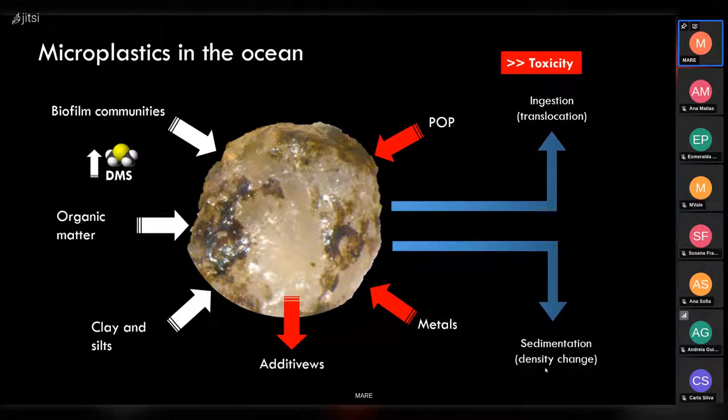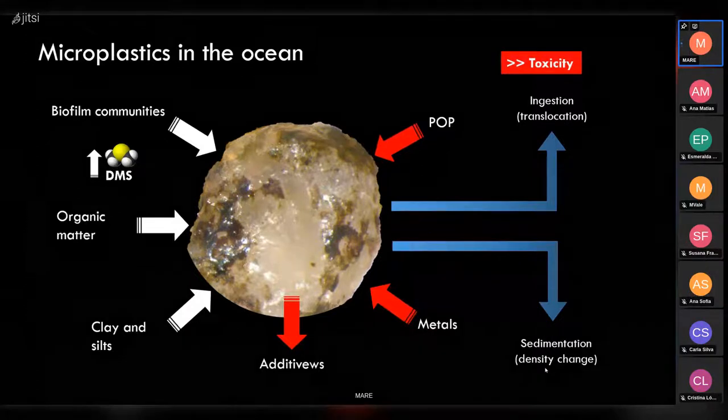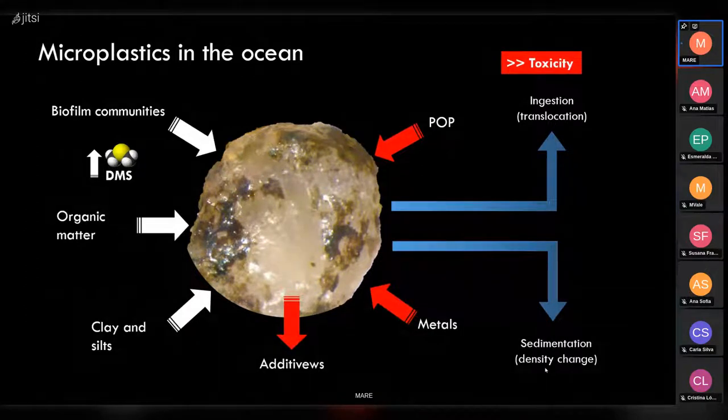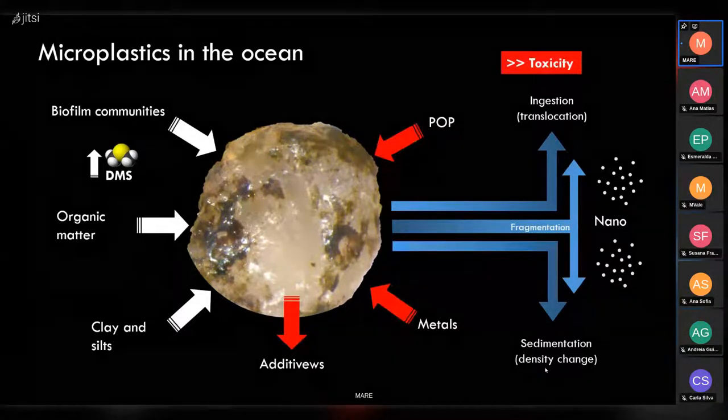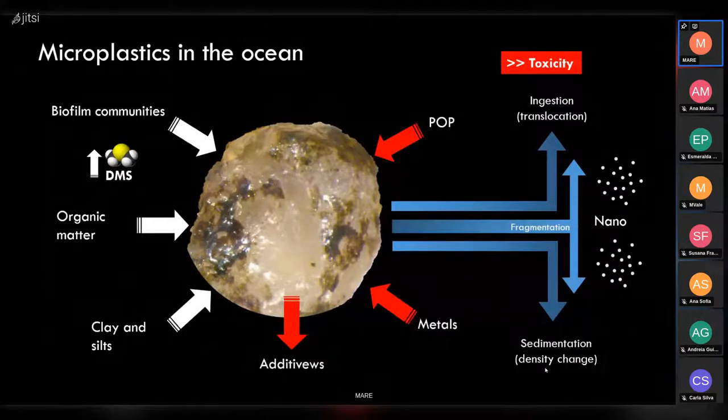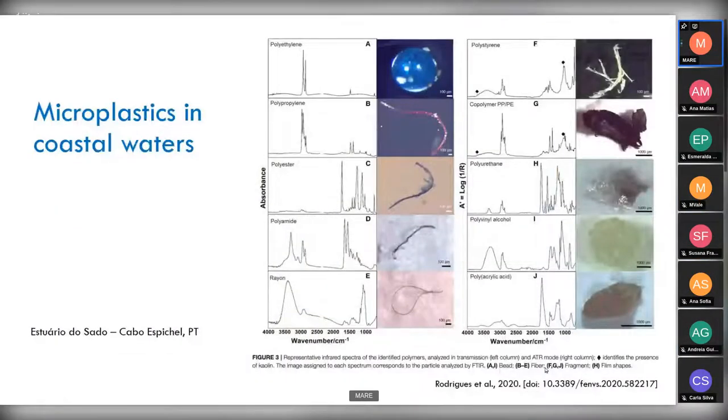So the final destination of the plastic will be the seafloor. And then they will continue to fragment and continue to produce tiny particles. And of course, we have nanoplastics in the ocean, though we still don't know how much, because it's very difficult to measure that.